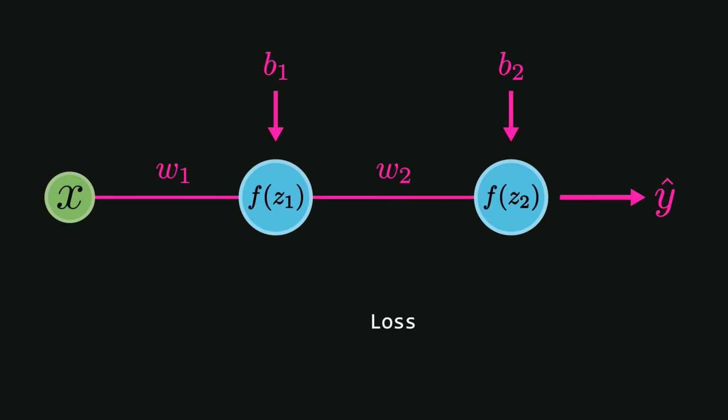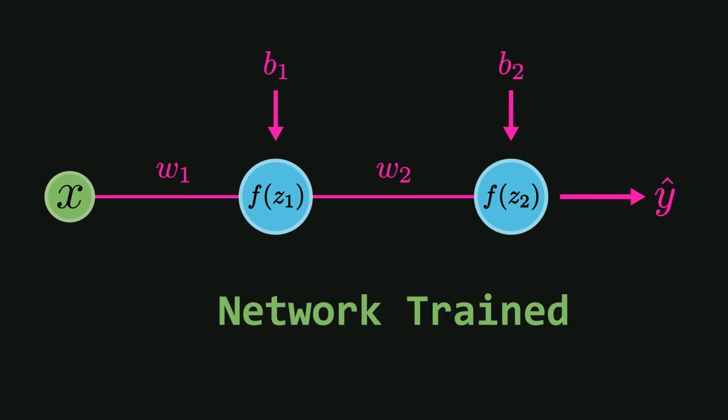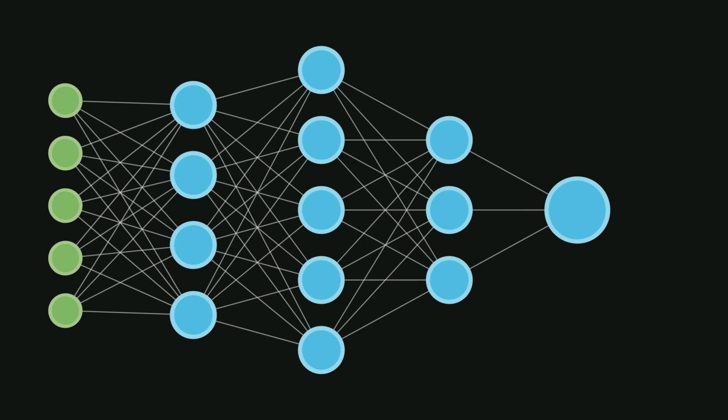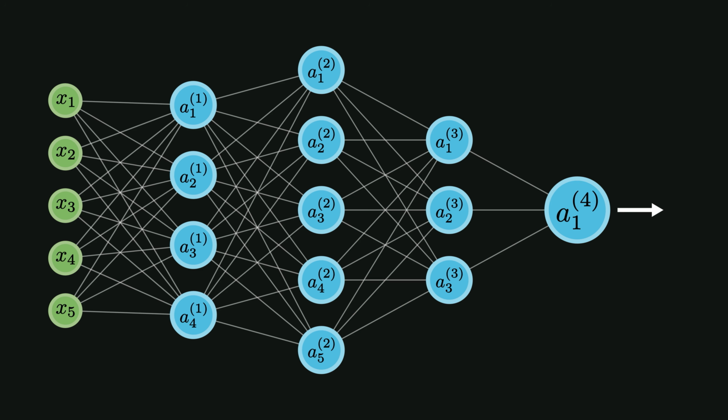Once the loss is minimized to an acceptable level, the algorithm stops and the network is trained. Now, for a more complex neural network, the core idea remains the same. First, we randomly initialize the parameters, then forward propagate to predict the output. And after that, everything is just a repetition of what we have already discussed. Let's see how that works.